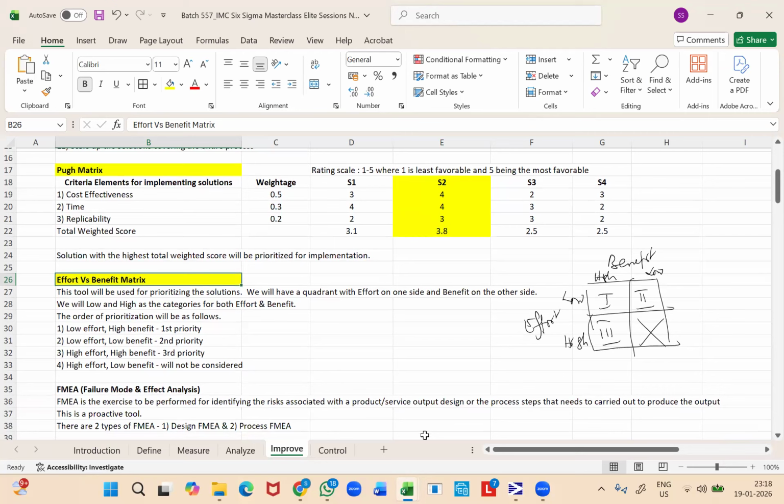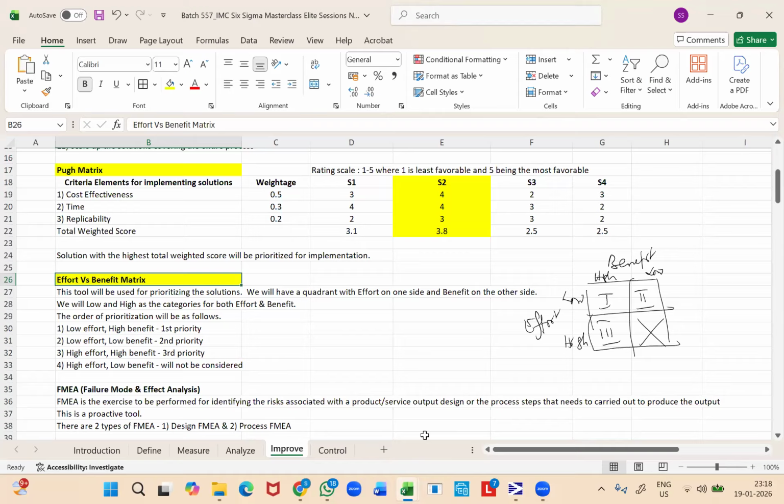And for that, as I told you, we will be performing an exercise called FMEA. The full form is failure mode and effects analysis. Since this is an important exercise, we will look at it fresh tomorrow evening, right? So let us stop here.